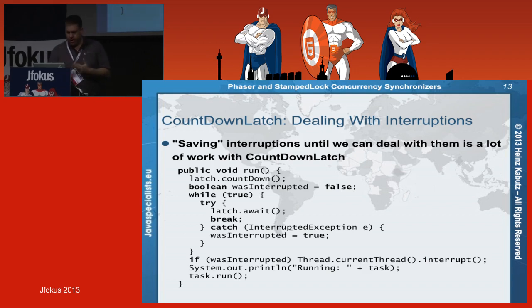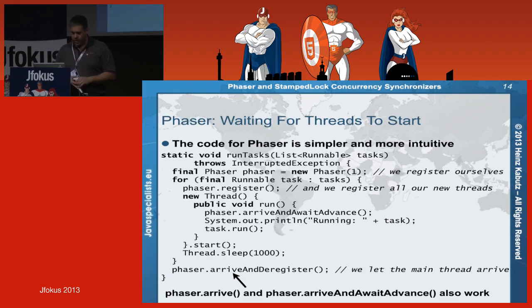So we wait. If we do not get interrupted, then we break out of the while loop. Okay? Now, once we exit the while loop, we check whether or not we were interrupted. If we were interrupted, then we re-interrupt the current thread, and we continue by calling the task.run. So there's a lot of work that we have to do as coders to get the interrupted exceptions managed properly. And whereas phaser is a lot easier. With phaser, up front, I specify a phase of 1.